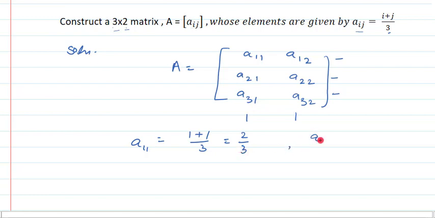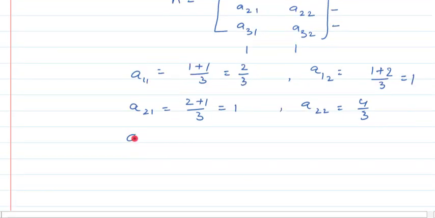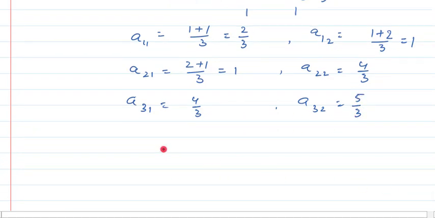Next element is a12, meaning (1 plus 2) upon 3, the answer is 1. Then the next element is a21, meaning (2 plus 1) upon 3, we are getting 1. Then the next element is a22, so clearly the result is 4 upon 3. Next is a31, the result is again 4 upon 3, and the next is a32, the result is 5 upon 3.